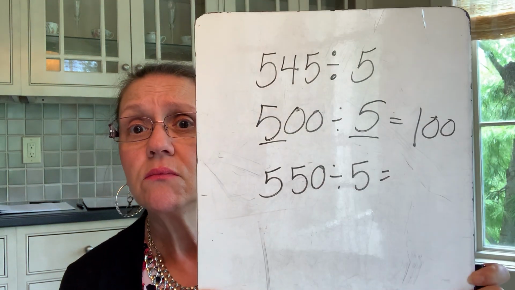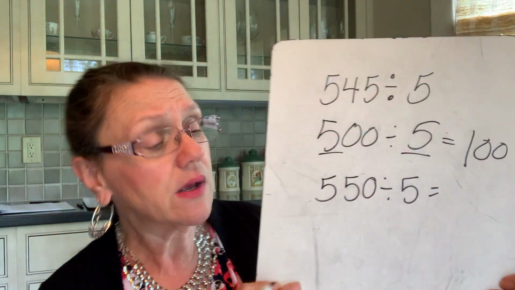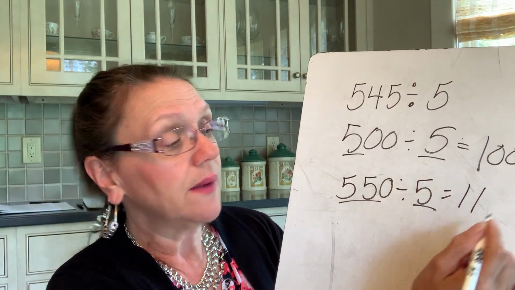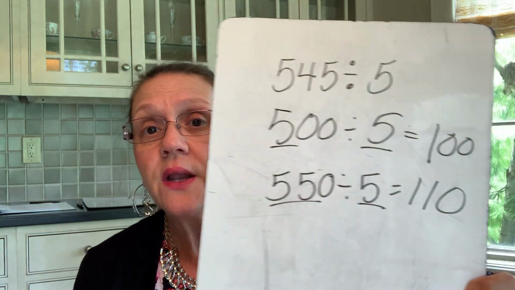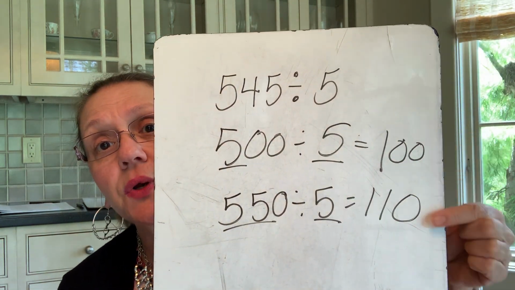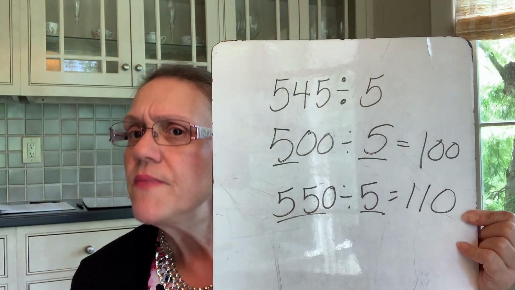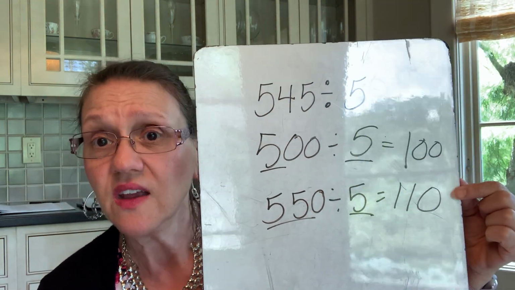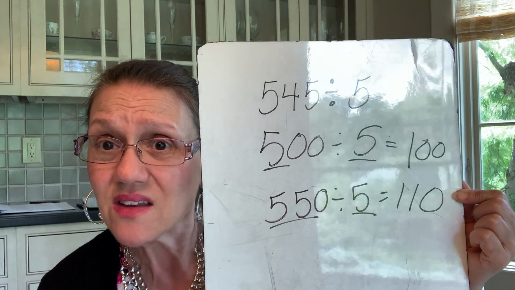But what if somebody decided they were going to round 545 to 550? Could you do that? Sure, absolutely, because this is very compatible. 5 goes into 55 11 times with 1 0 left over. Now look at our different quotients, 100, 110. They are close to each other. They are in the ballpark. So both of these answers I would check as correct.